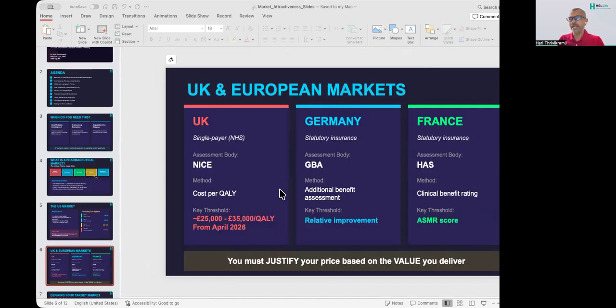Now, let's cross the Atlantic and look at the UK and the European markets. In the UK, we have a single payer system.